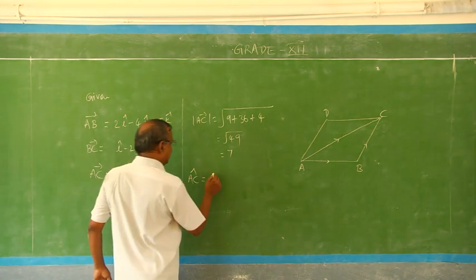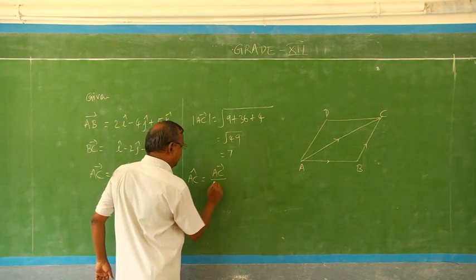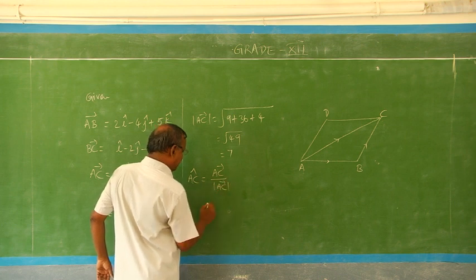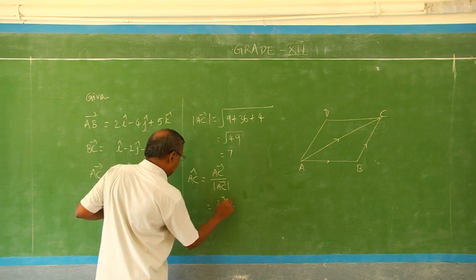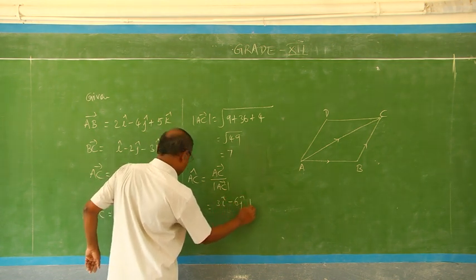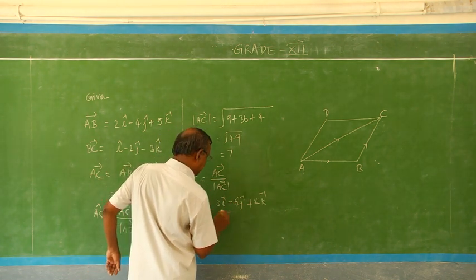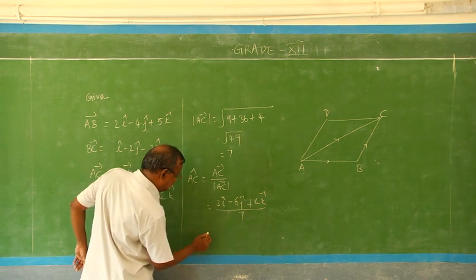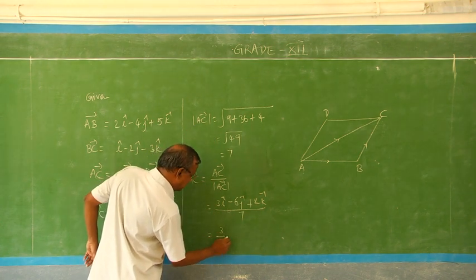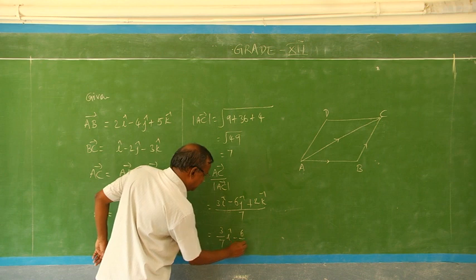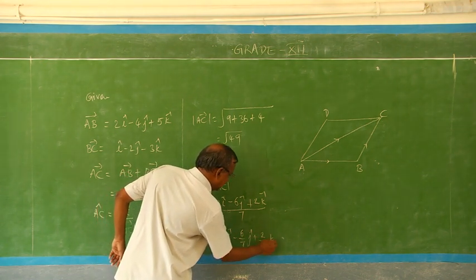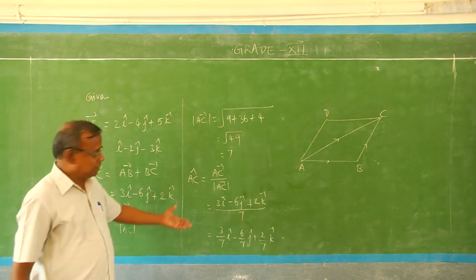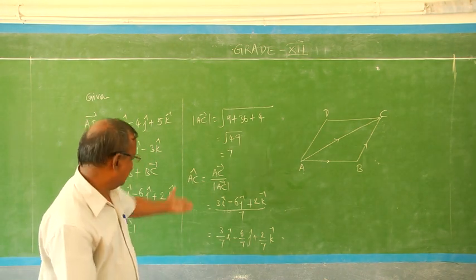Now therefore the required vector AC cap, that is the unit vector parallel to AC vector, is AC vector divided by modulus of AC vector. Accordingly it is 3i cap minus 6j cap plus 2k cap divided by 7, or it is equal to 3 by 7 i cap minus 6 by 7 j cap plus 2 by 7 k cap. Either way we can write this. Both are correct answers.